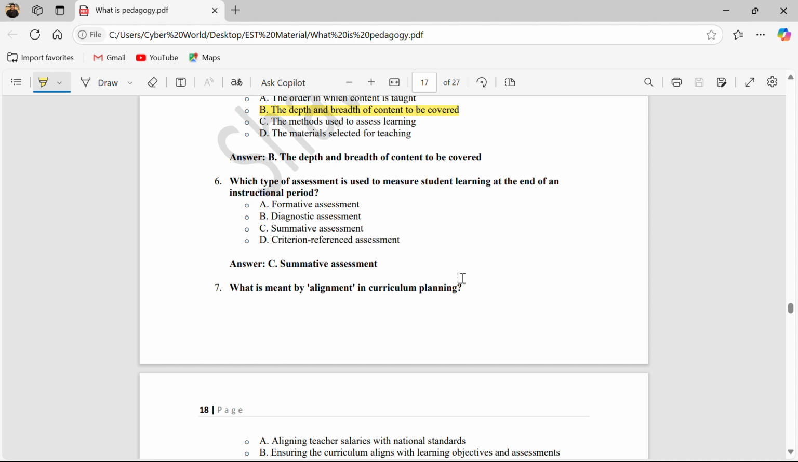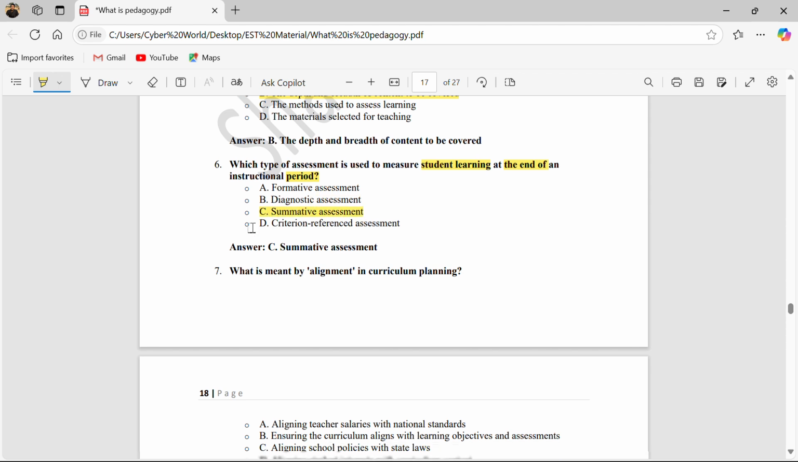Which type of assessment is used to measure student learning at the end of the instructional period? We know that this is the summative assessment, because there are many types of assessment: formative, diagnostic, summative, and criterion-referenced. So the assessment that measures student learning at the end of the instructional period is known as the summative assessment. So the correct option is option C.